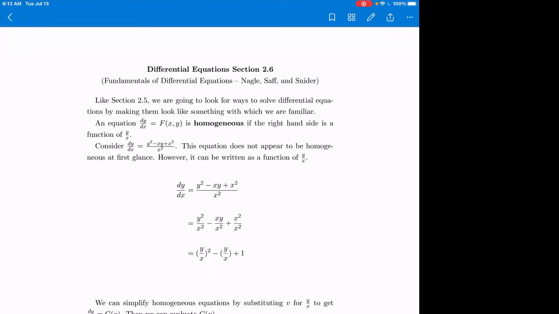This is differential equations section 2.6. In this video, we're going to go over 4 special examples and how we can use substitution to solve these unique cases.